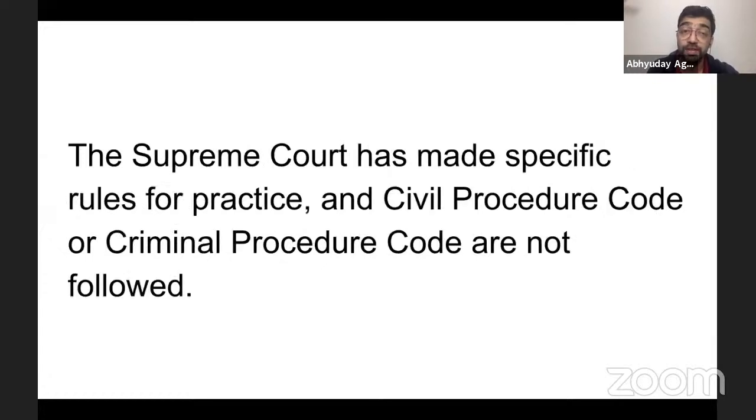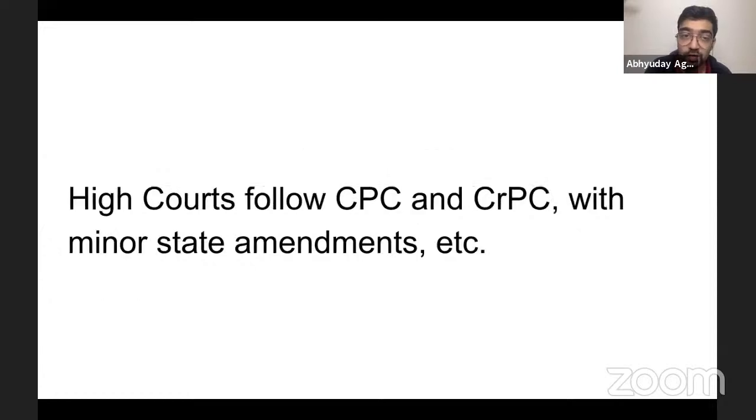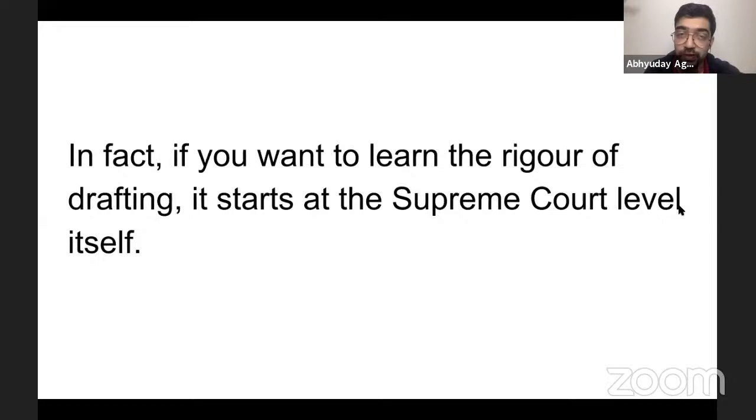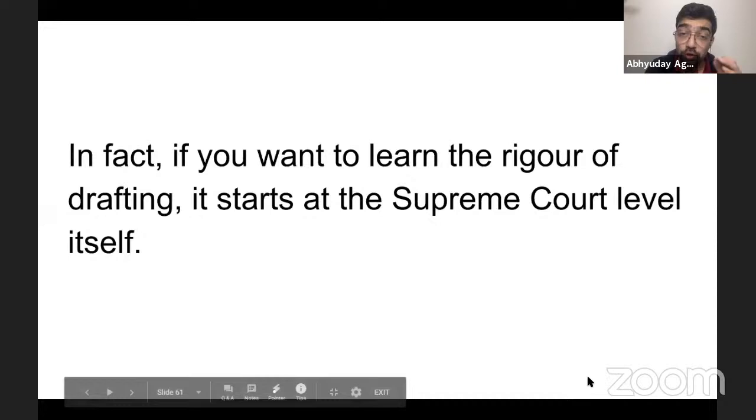Supreme Court has made specific rules for practice. Civil Procedure Code and Criminal Procedure Code filing and drafting principles are not followed there. High courts follow CPC and CrPC with minor state amendments. Under the CPC, there are orders. The text of those orders can be amended by the high courts in each state. But in Supreme Court, the whole procedure is very different. It may have borrowed from the CPC, but there is a whole different procedure. So if you want to learn really the rigor of drafting for litigation, it starts at the Supreme Court level.